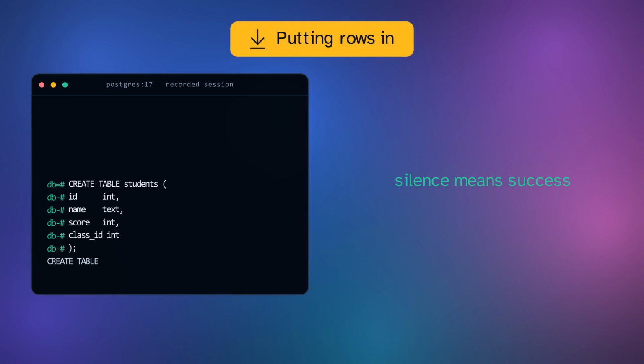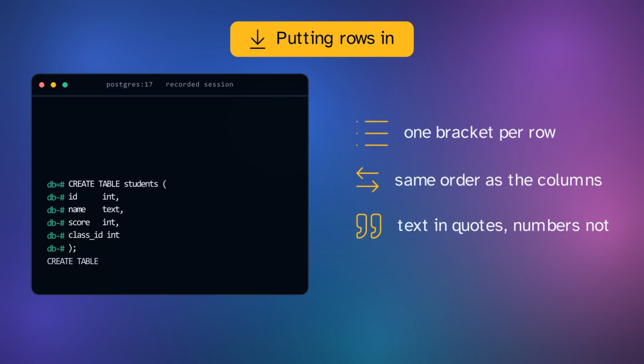So let us put some in. The word for adding a row is insert. Insert into students values and then the rows. Each row goes in its own set of brackets, and the values inside have to come in the same order as the columns we just declared. ID first, then name, then score, then class ID.